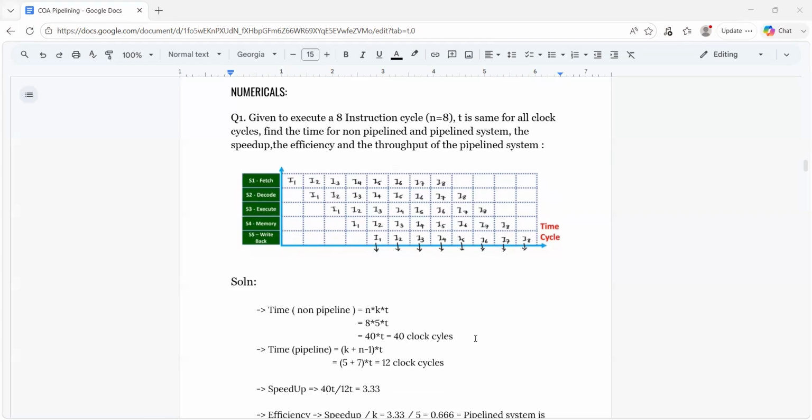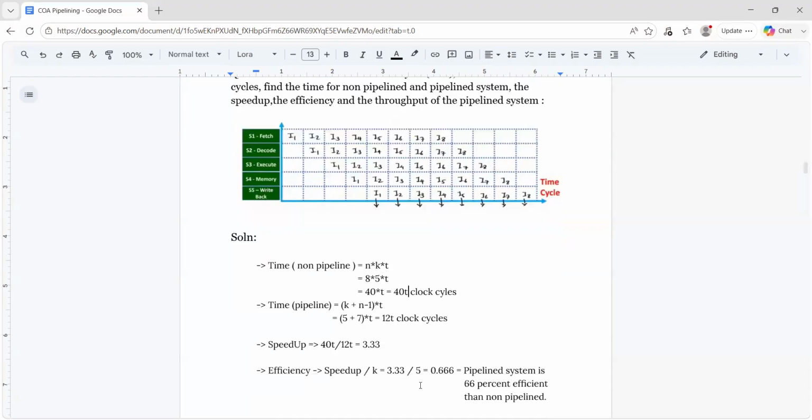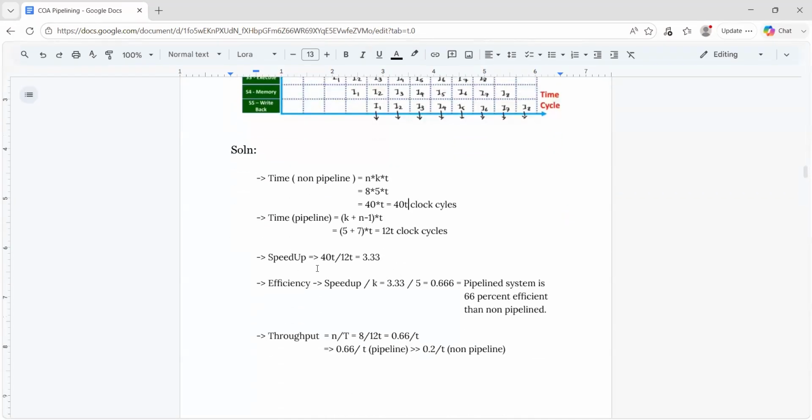Then how about pipeline? Pipeline has the formula n plus k minus 1 into t, where k will be 5 and n minus 1 would be 7, so it is 12t. So 12T clock cycles and 40T clock cycles. Now the speedup equals 40T by 12T, that is equal to 3.33.